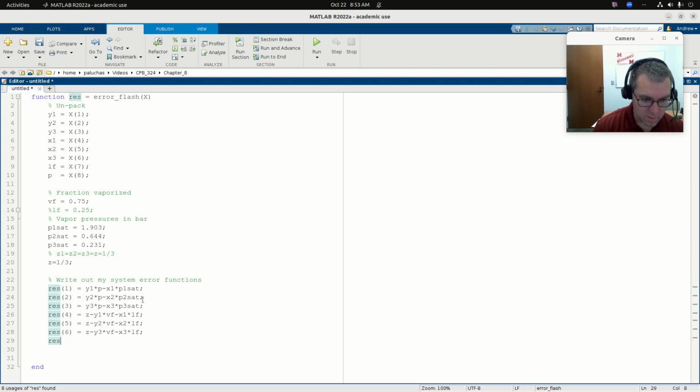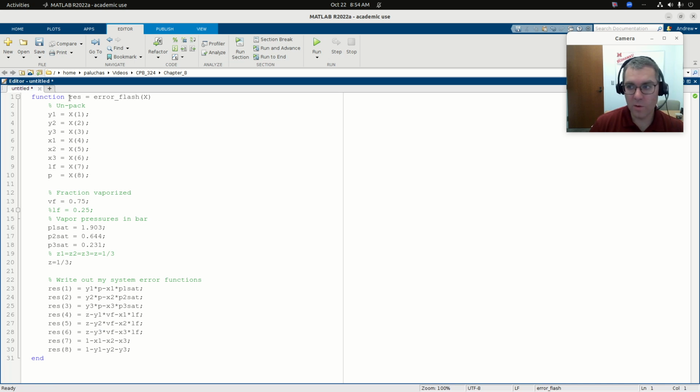Then my seventh, now I'm on to my constraint equations. This will be 1 minus X1 minus X2 minus X3. And the eighth is 1 minus Y1 minus Y2 minus Y3. Okay, so there's my error function.